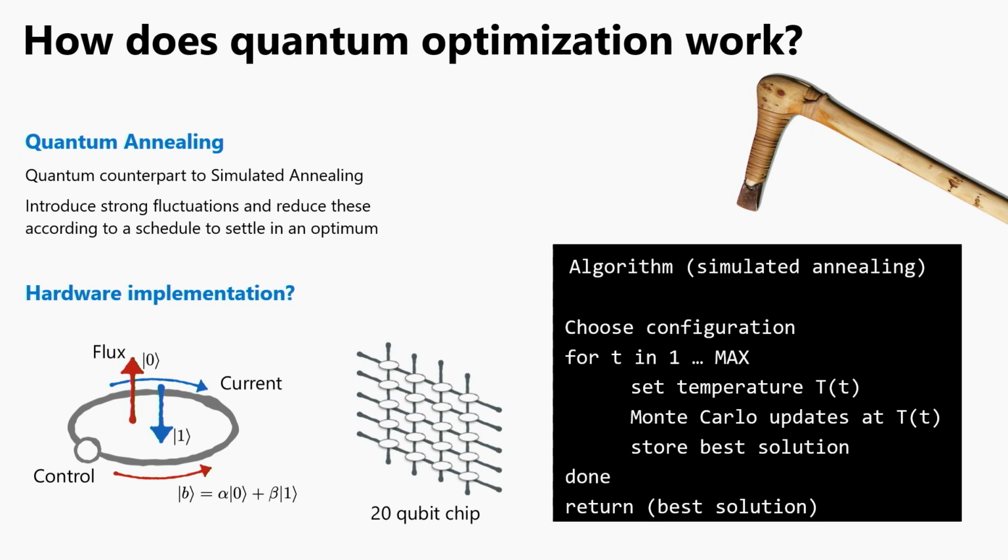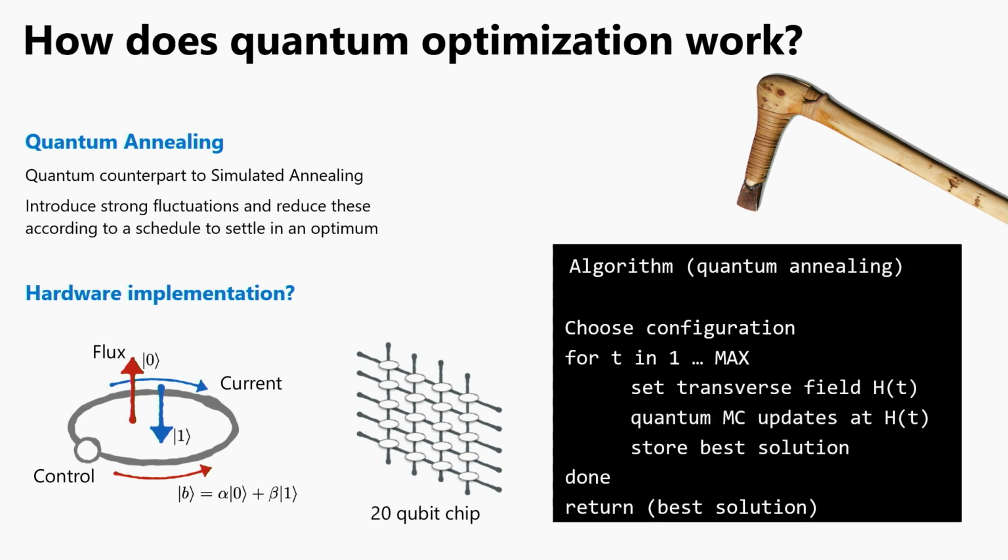Now, quantum annealing is just a quantum counterpart to simulated annealing. All you have to do is replace the thermal fluctuations by quantum fluctuations. So if I now click on this, you will see this algorithm is going to change ever so slightly. What was temperature before is now transverse field. And basically, instead of doing Monte Carlo updates, which is how you would run simulated annealing on a regular computer, you do quantum Monte Carlo updates.